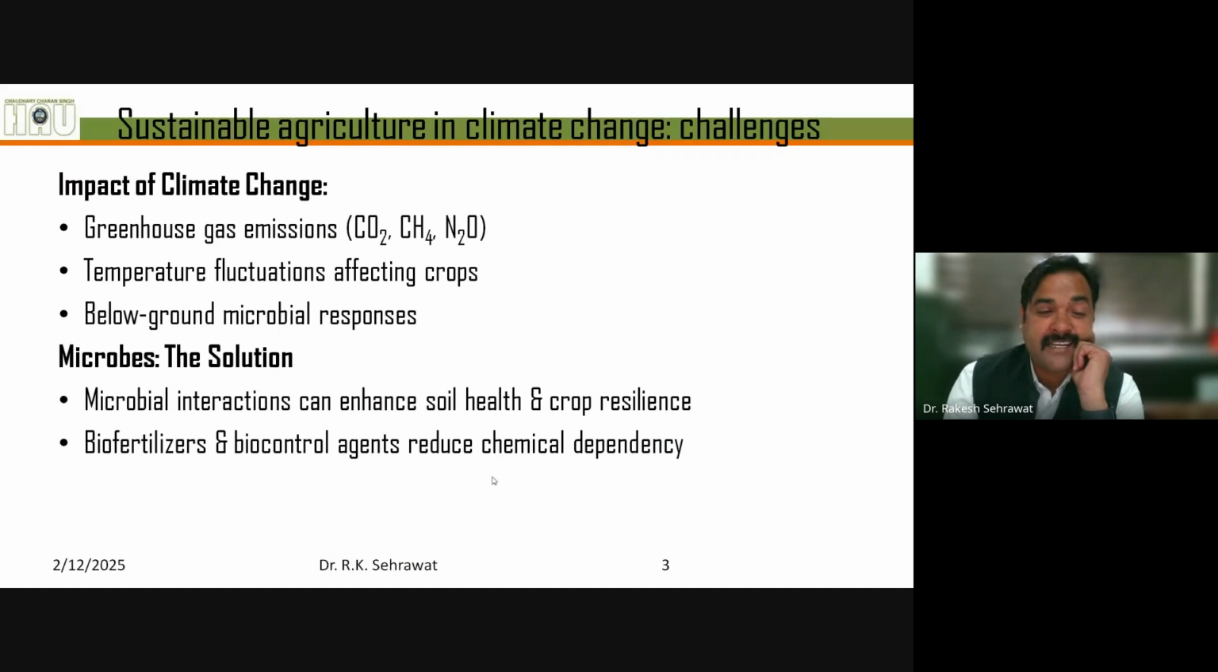Then biofertilizers and biocontrol agents reduce the chemical dependency, because whenever chemicals are synthesized, it requires huge energy. Ultimately, fossil fuels are burned, the energy is used, and it leads to global warming.